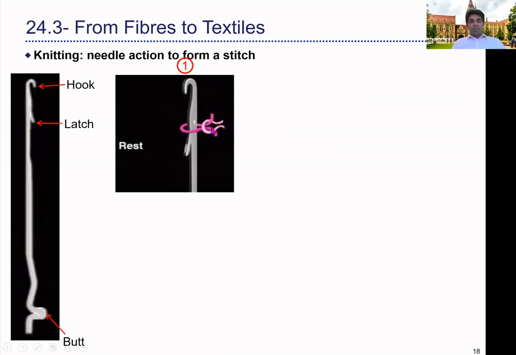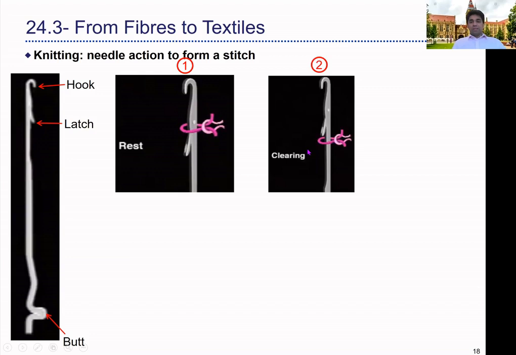What will happen when the needle is in action? You can see that now the needle has just passed through one of the stitches, right? Okay, it is ready to pick the next yarn or to create the next stitch. So this is the resting position now. So then the needle is just through this stitch here, right? Then after that, it's the clearing process. That means now the latch has just cleared this stitch here.